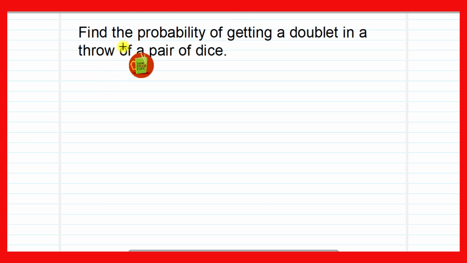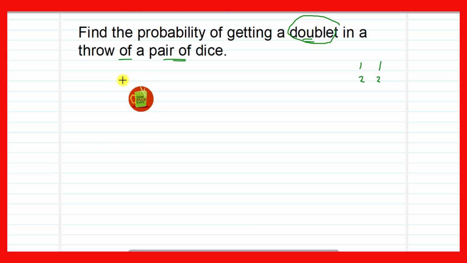The question is on the screen. Find the probability of getting a doublet in a throw of a pair of dice. Doublet means what? When we throw a pair of dice and when on both the die the same number turns up, then we call it a doublet. Suppose we throw a pair of dice and on both the die if 1 and 1 appear, then we say that it is a doublet, or 2 and 2 appear, then we say it is a doublet. Correct? And we have to find the probability of getting a doublet.